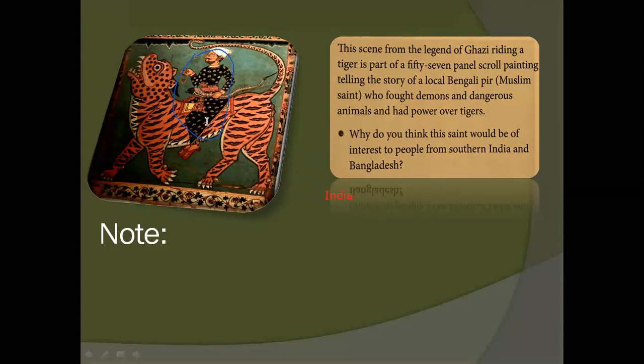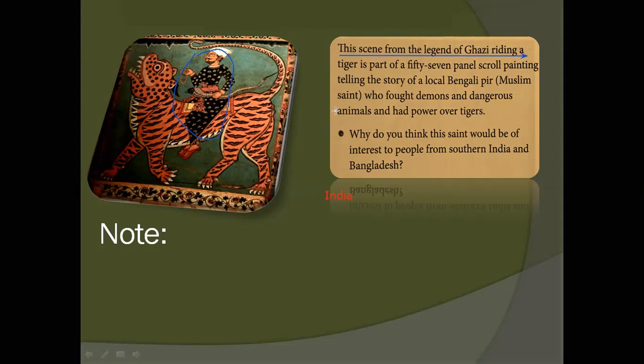Based on that, for example, he is holding a snake. The way he is dressed, the hat, it looks very old, from hundreds of years ago, right? Yes, very old. So now look at this description. It says here, this scene from the Legend of Ghazi. He must be called a Ghazi, right?